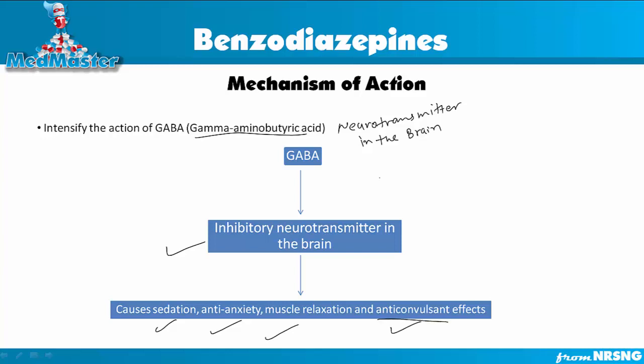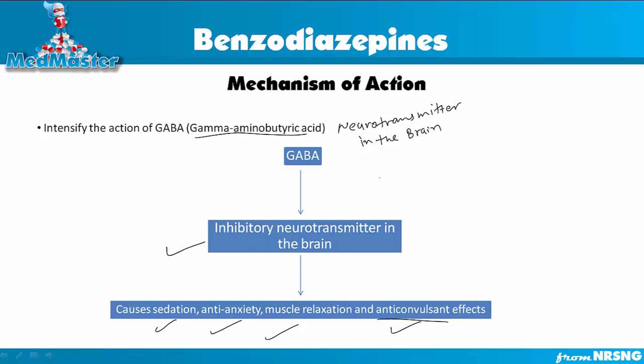What that means is, in your brain, when the neurons are firing constantly and this neurotransmitter is released, the firing rates of the neurons will significantly decrease. So it causes a decrease in electrical activity in the brain as well. That's why it causes the anticonvulsant effect as well.